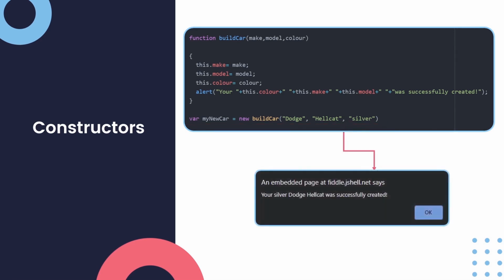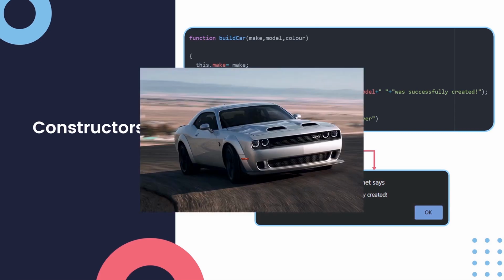And this is what our output looks like. Your silver Dodge Hellcat was successfully created. Now, again, let's have a look at what the Hellcat actually looks like. That is one badass car, if I do say so myself. Wonderful. Now let's start talking about creating methods.